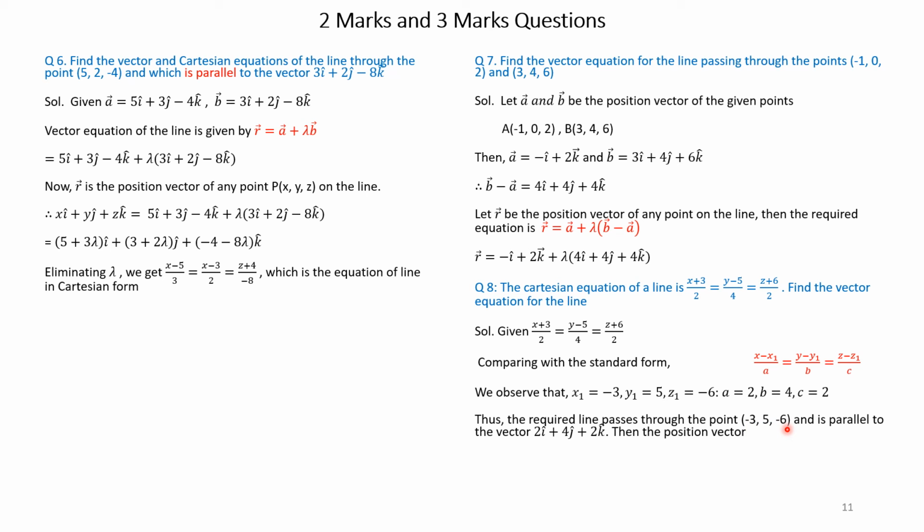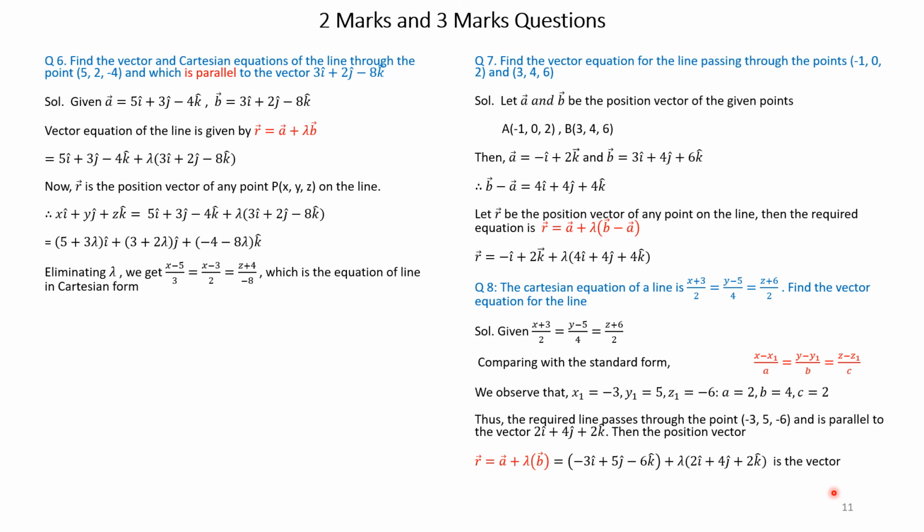And it is parallel to the line with vector b equal to 2i plus 4j plus 2k. Therefore, the equation is r is equal to a plus lambda b, that is equal to minus 3i plus 5j minus 6k plus lambda into 2i plus 4j plus 2k. This is the required equation.